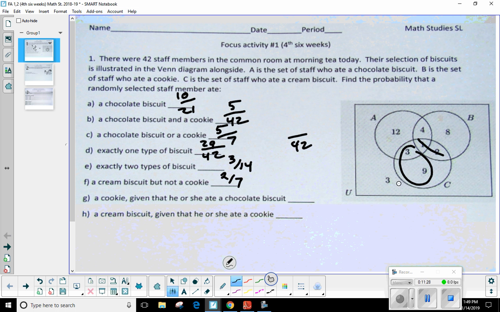Okay. And then our conditional probability. A cookie, given that he or she ate a chocolate biscuit.